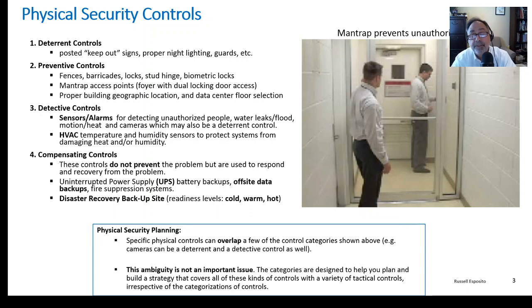temperature changes. Data centers heat up very quickly when there's no air conditioning. So it's very important to have the HVAC monitor the temperature, that sends an alarm, text messages, phone calls to the right folks if there's water leaks or anything along those lines. And then there's compensating controls. They don't prevent things from happening, but they're sort of plan B.